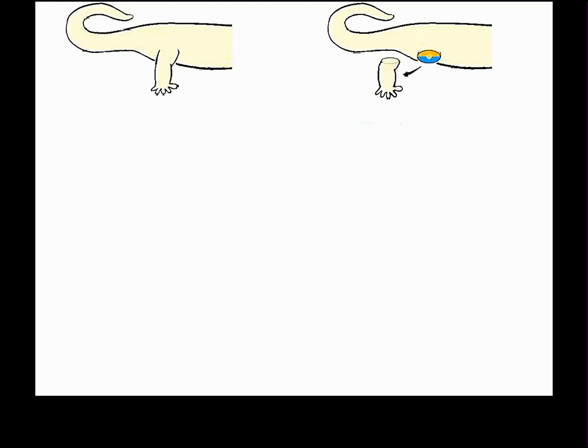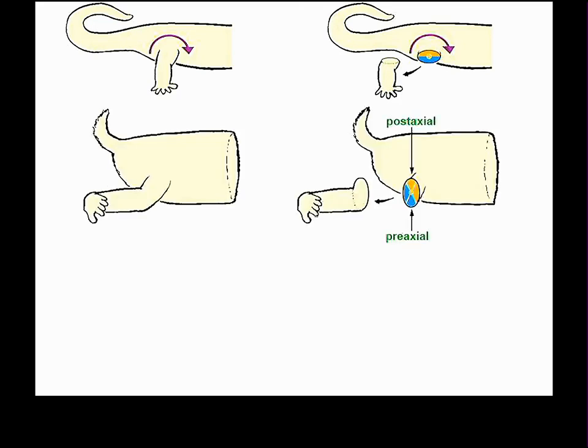When we look at the lower limb, the rotation is exactly the opposite. It rotates 90 degrees, but as we are looking at it, it rotates 90 degrees clockwise, so that the preaxial border now faces ventrally, and the postaxial border faces dorsally. That's exactly the opposite of the upper limb. And so that's the major difference.